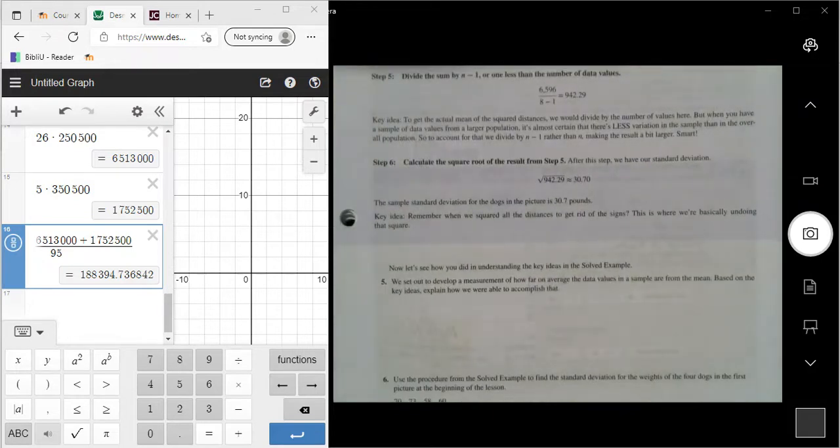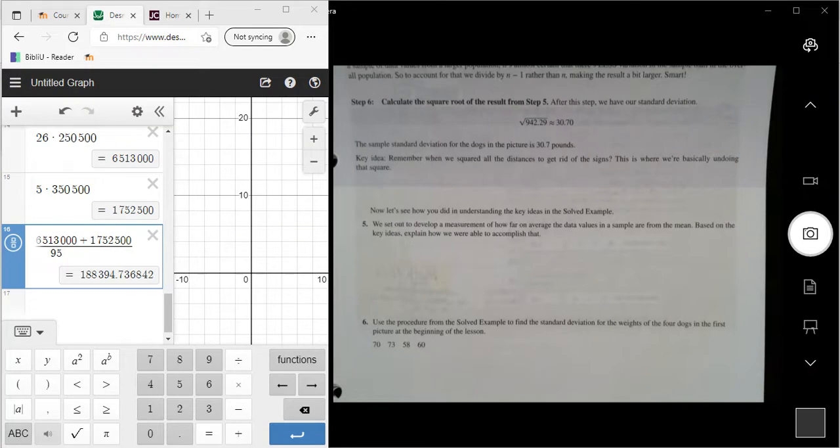Okay, number 5 says, now let's see how you did in understanding the key ideas in the solved example. We set out to develop a measurement of how far, on average, the data values in the sample are from the mean. Based on the key idea, explain how we were able to accomplish that. Now that is basically up to your interpretation based upon what you learned from the formula. So I would just leave that up to you to fill in. If you do have a question on it, you can ask me when we meet in class, or you can email me. Okay, number 6. It says use the procedure from the solved example to find the standard deviation for the weights of the 4 dogs in the first picture at the beginning of the lesson.